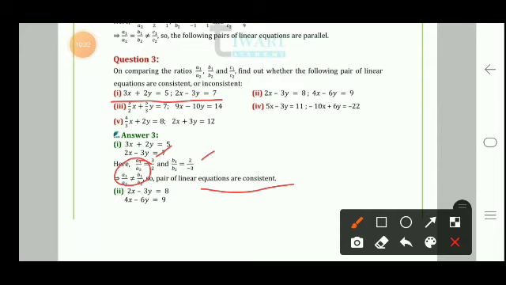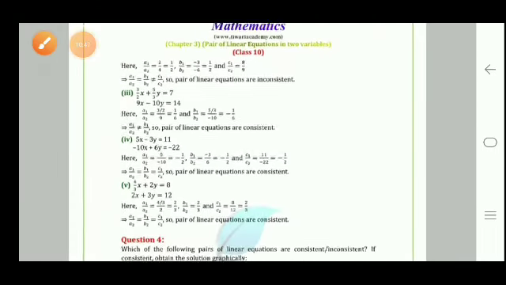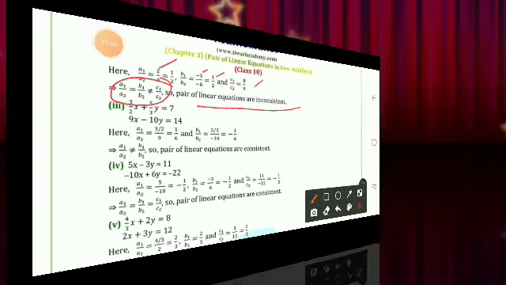Now moving towards the second part, it is given 2x minus 3y is equal to 8 and 4x minus 6y is equal to 9. So again finding a1 over a2, b1 over b2: a1 upon a2 is equal to 2 upon 4, that is 1 upon 2, b1 upon b2 is equal to minus 3 upon minus 6, that is 1 upon 2, and c1 upon c2 is equal to 8 upon 9. So a1 upon a2 is equal to b1 upon b2 but not equal to c1 upon c2. So the pair of linear equations is inconsistent because there is no solution.